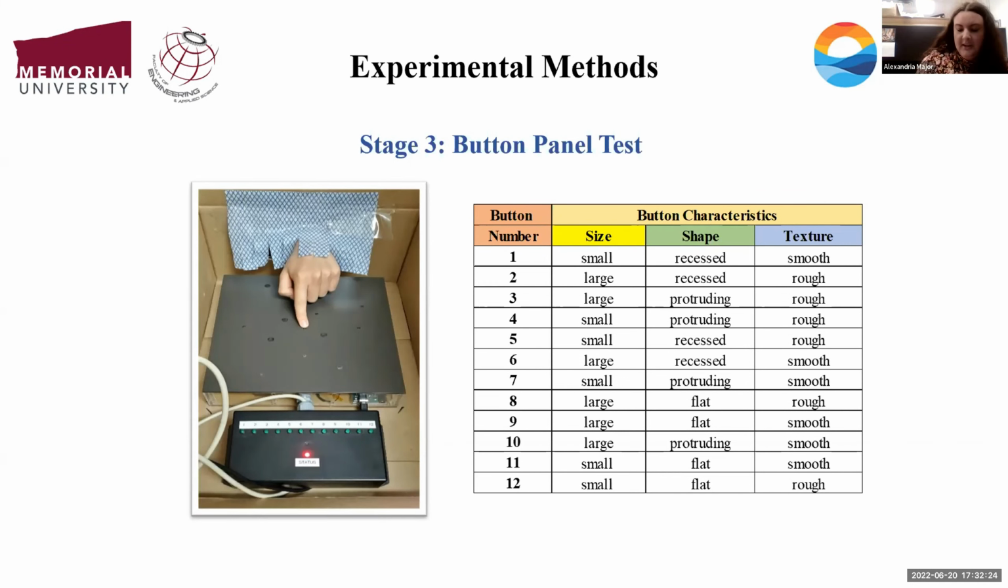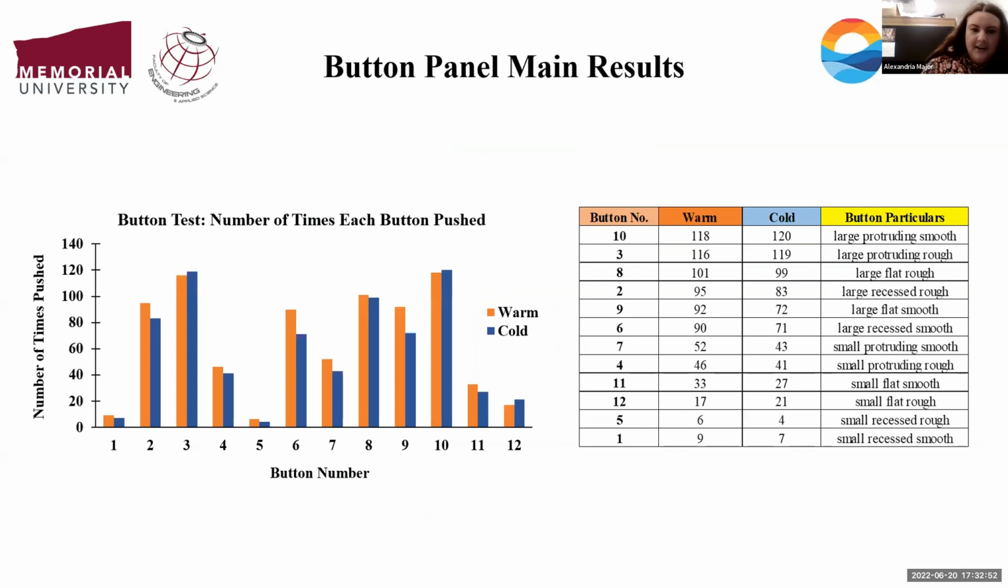In stage three, the participants had to immerse their dominant hand in both the warm and the cold condition, and then their index finger was placed at the center of the panel, and they were instructed to look and to find and press as many buttons as they could within a 2 minute time frame. Their hand was also immersed for 2 minutes in one of the temperature conditions. This is just a picture showing how it was done.